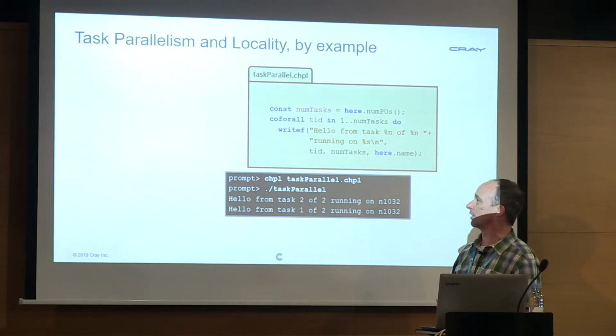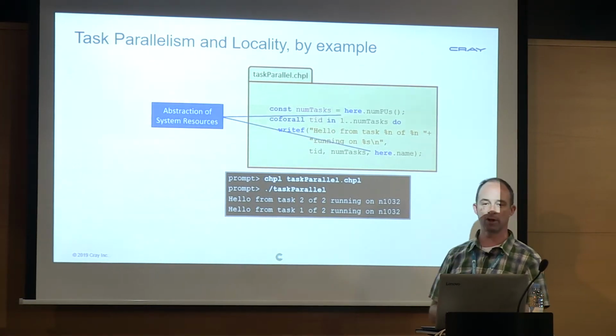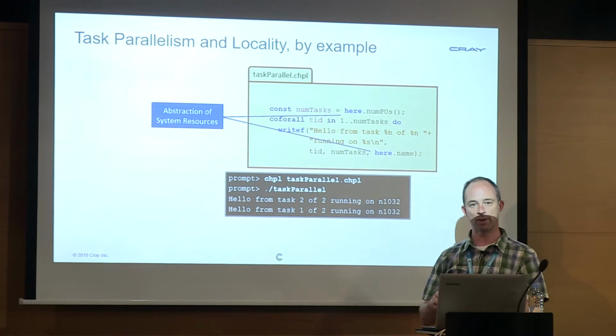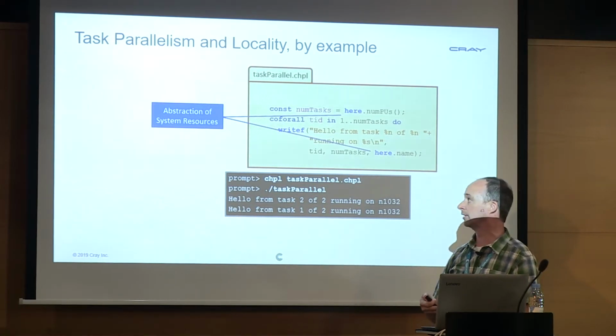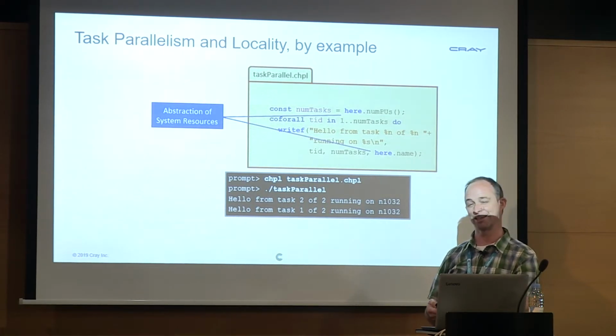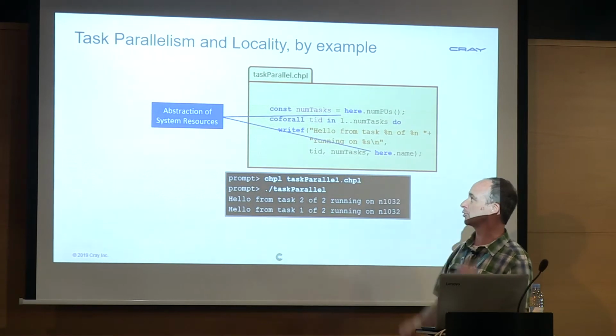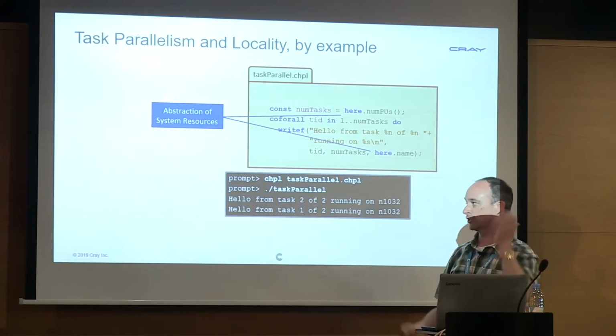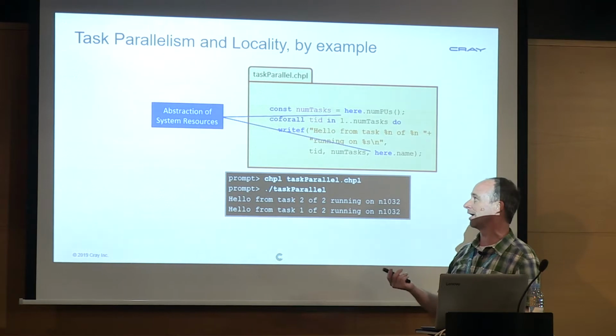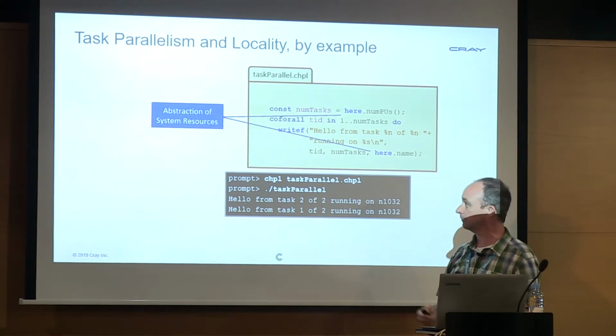This is basically a parallel hello world example. I'm going to start by querying this variable called here. This is a way of referring to the locale on which your code is currently running. At the top here, I say here.numPUs, or number of processing units. This says, for the compute node I'm running on, how many cores do I have available? If I'm on a 16-core system, for example, numTasks would be set to 16. Or if it's a 2-core system, like I've shown here, numTasks would be 2.